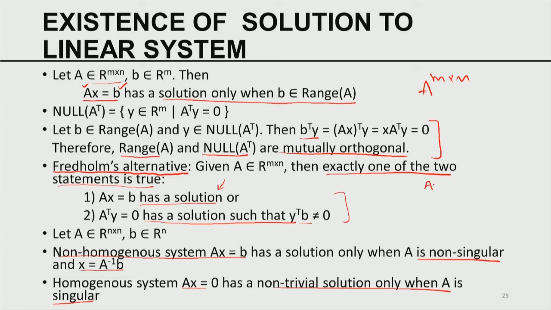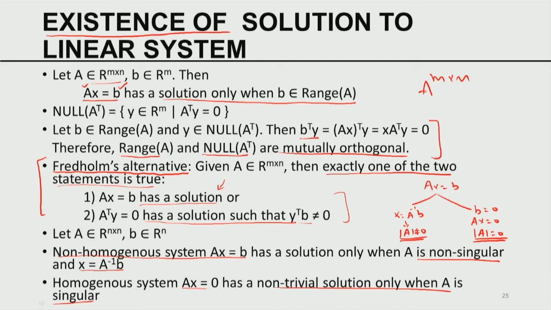So what does this say? If I want to solve Ax is equal to B, I have a unique solution X is equal to A inverse B when A is non-singular, the determinant of A is not equal to 0. Or else what happens? The homogeneous system, in this case B is equal to 0, Ax is equal to 0 has a non-trivial solution only when A is singular. So in this case the determinant of A is 0. These are the two fundamental differences. A homogeneous system has a non-trivial solution when the matrix A is singular. A non-homogeneous system has a solution when the matrix is non-singular. And these two are consequences of the fundamental property called Fredholm's alternative. And these two together provide the condition for the existence of solutions of a linear system.